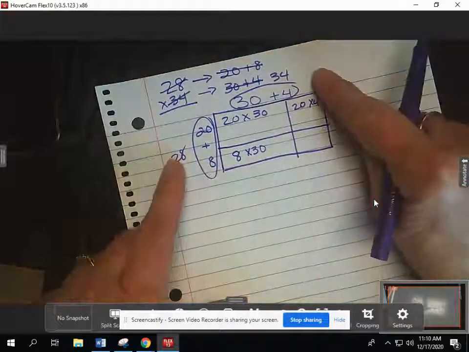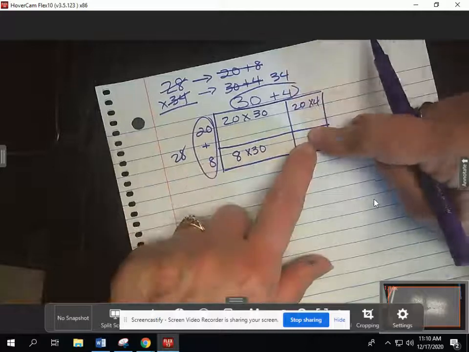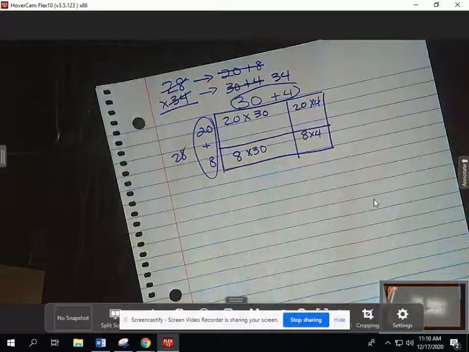Okay, and then to find this last one, remember, we find a factor, they meet here. Now we can begin our multiplying. 20 times 30.